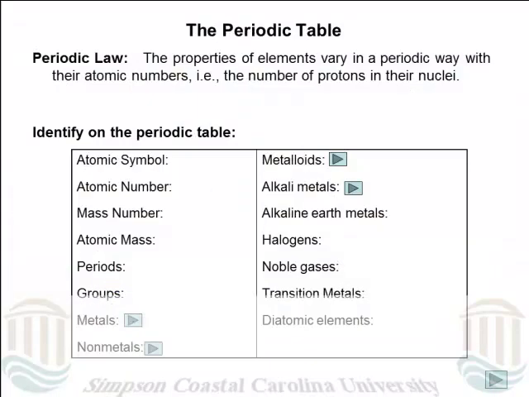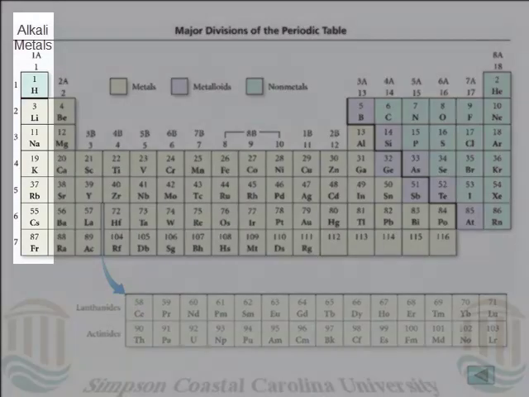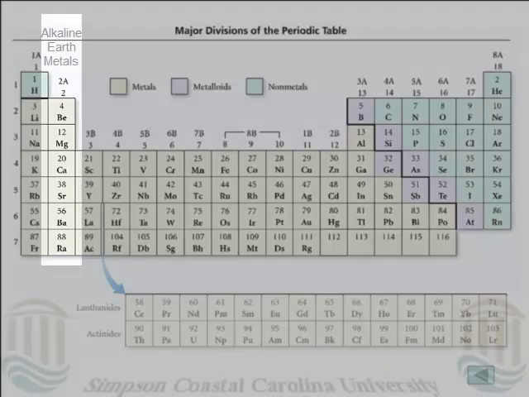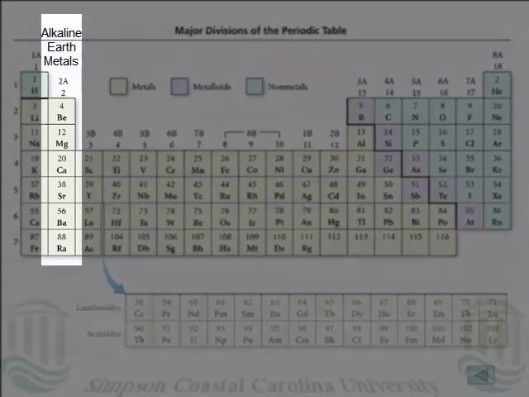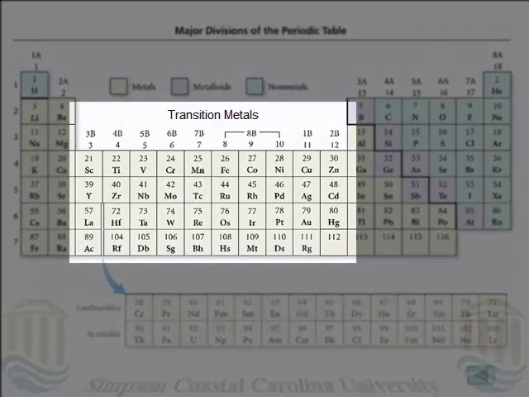So next on the list we have the alkali metals, the alkaline earth metals, the halogens, the noble gases, and the transition metals. So if we look at a periodic table, the alkali metals are going to be in group 1. The alkaline earth metals are going to be in group 2. The transition metals are going to be in that middle part of the periodic table.